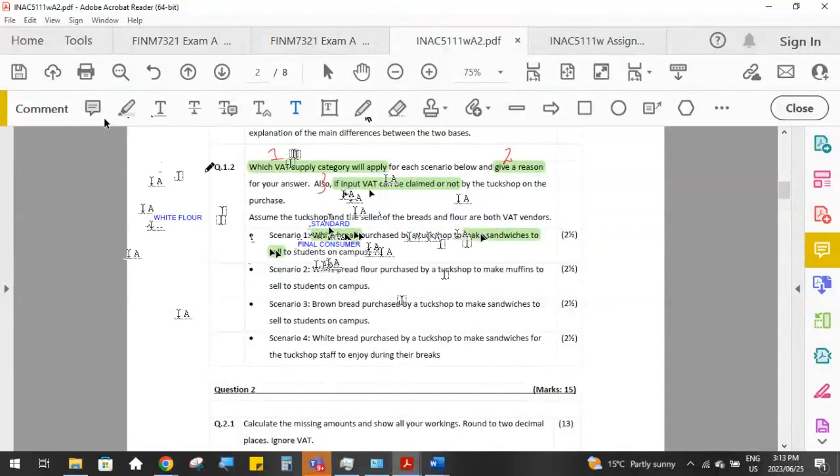So because it is then a legitimate business expense that they have to incur in order to earn a profit or earn a living, they're allowed to claim that white bread back. Okay.